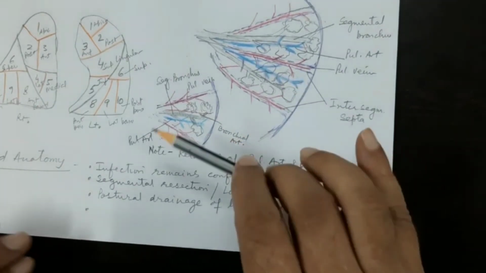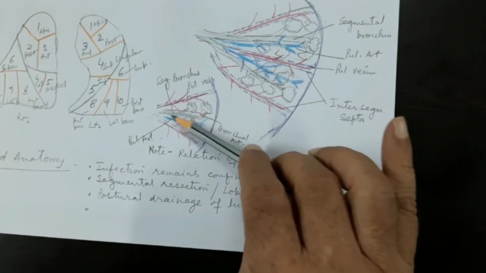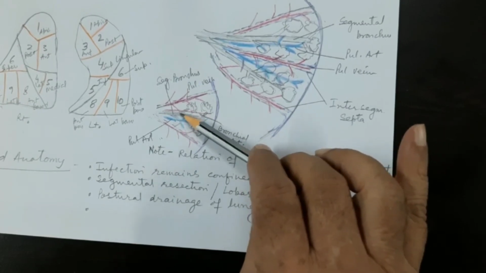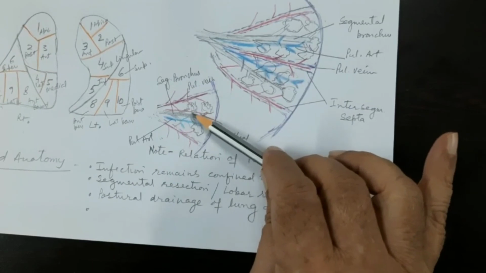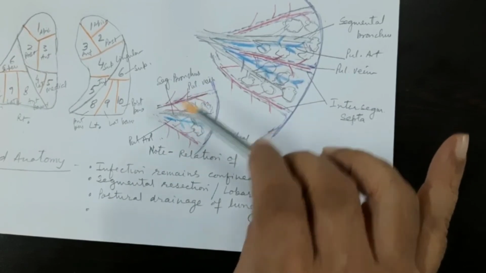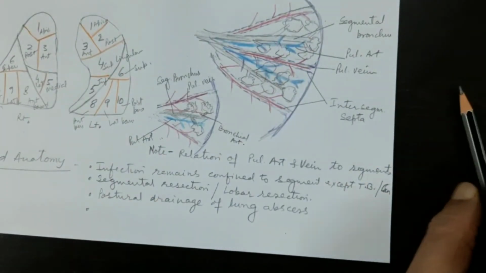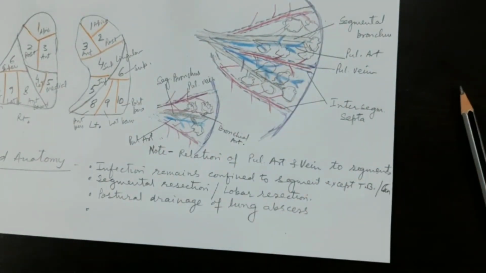Similarly, the cancer which usually arises from this bronchial tree, the tertiary bronchial tree or its branches, is also not confined within the segment. It will rapidly spread to the neighboring segment and to the lobe.